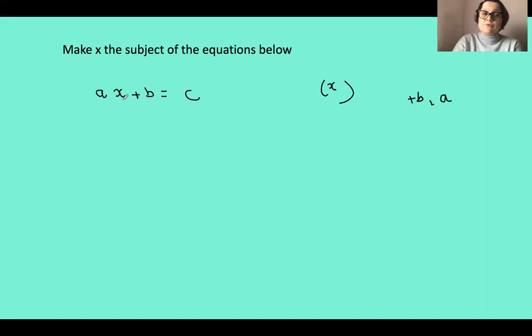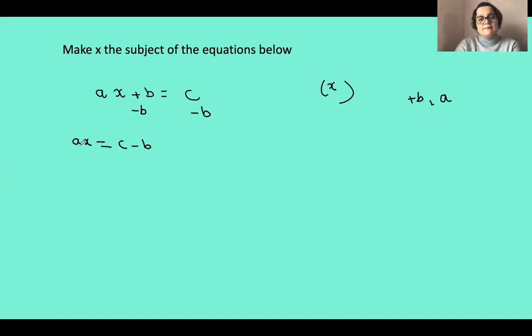Now, the first one that we must get rid of is the plus b. To keep the balance of the equation, we have to take away b from both sides. So always apply the opposite operation. So minus b, and then we will have ax equals c minus b.